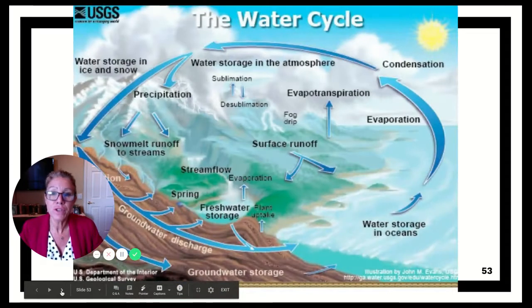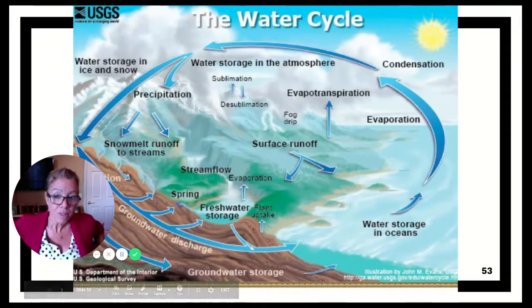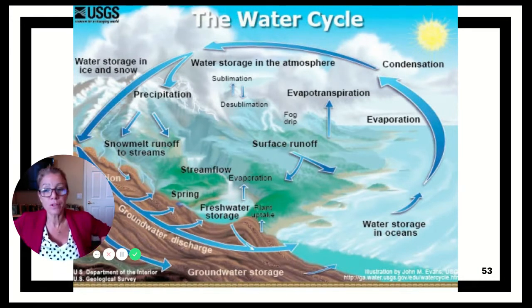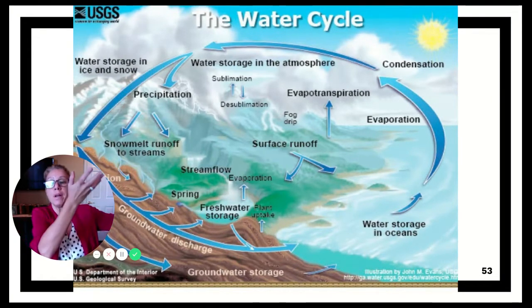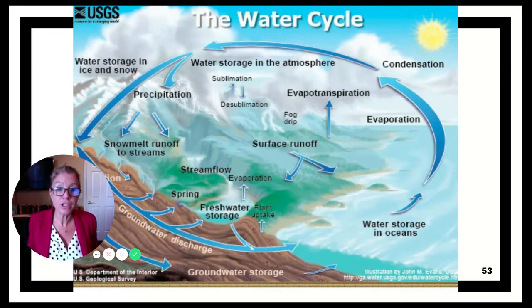So let's just review the water cycle. Take a minute and look at this. You probably learned this in like kindergarten, right? So let's just go over a few of those words. I'll start over on the right of the cycle and you can kind of follow me around. So water going up into the air, that's called evaporation, when it evaporates out of bodies of water like lakes or out of the ocean, right?